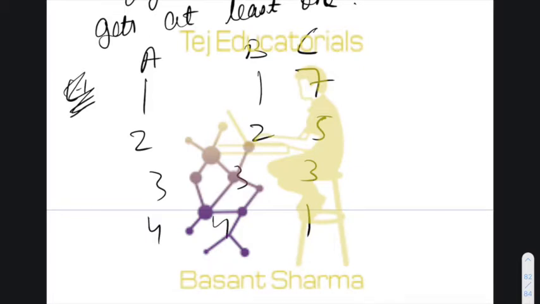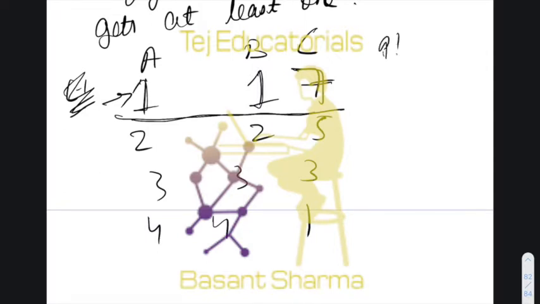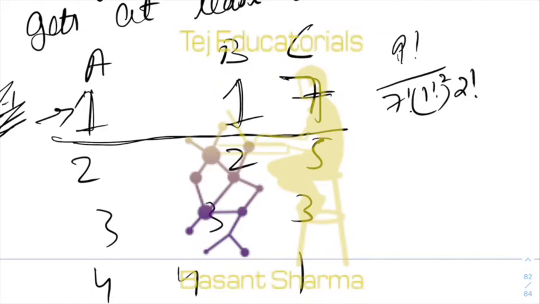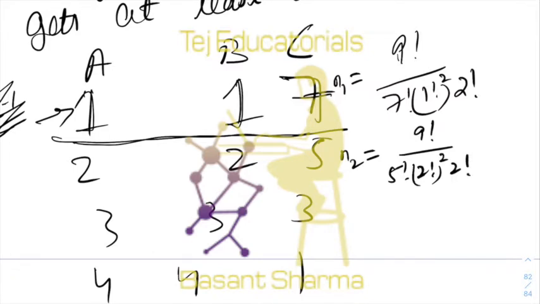So simple. You have to form 3 groups. In this case, you have to form 3 groups. One of group size 7 and 2 groups of group size 1. So the ways are 9 factorial by 7 factorial, 1 factorial square and 2 factorial, because there are 2 groups of group size 1. Okay, and then once you have done, this is your n1, then n2 would be similarly 9 factorial upon 5 factorial, 2 factorial square, 2 factorial.